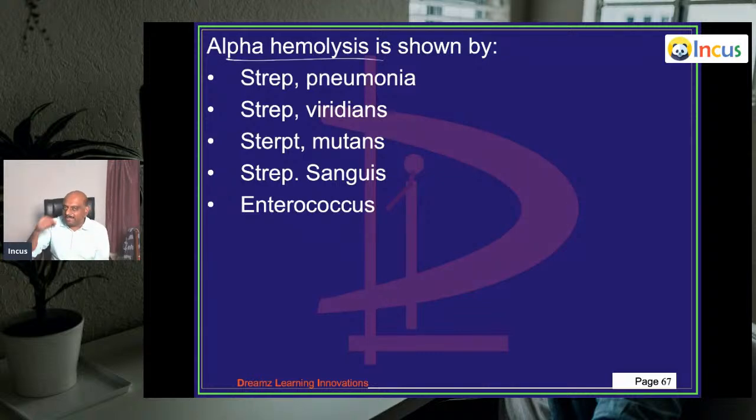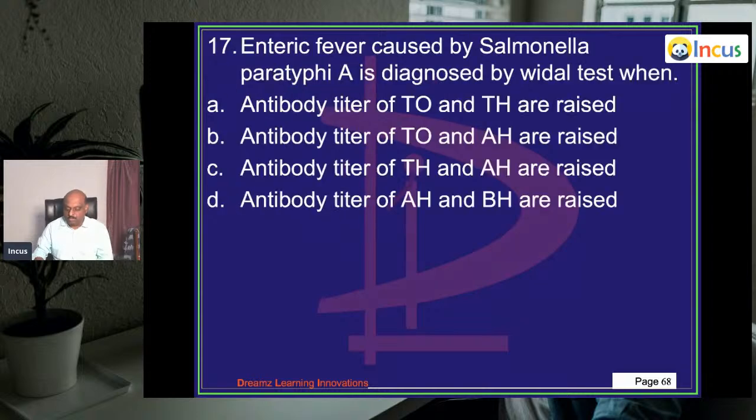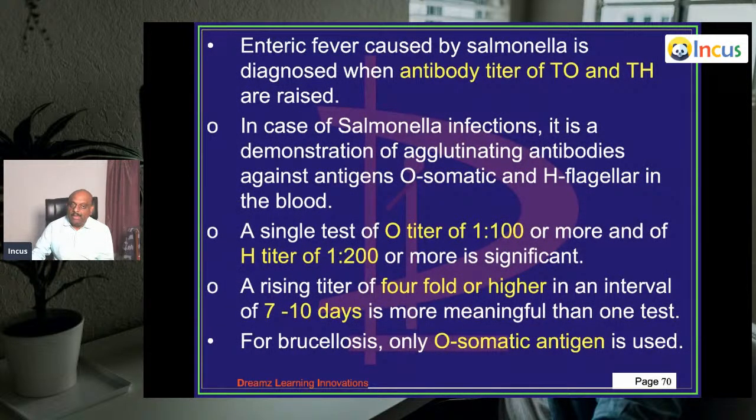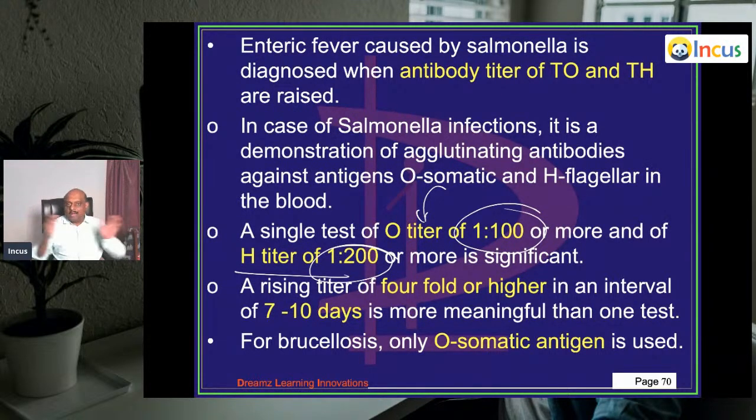So, alpha hemolysis. Typically, it is shown by Streptococcus pneumoniae, viridans, mutans, sanguis, and enterococcus is what you need to remember. Enteric fever is caused by Salmonella paratyphi. When will you diagnose that? Antibody titers of TO and also TH are raised. A single test of O titer of 1:100 and H titer of 1:200 are considered to be significant. Similarly, fourfold or higher rising titer in an interval of 7 to 10 days is much more meaningful than one test.